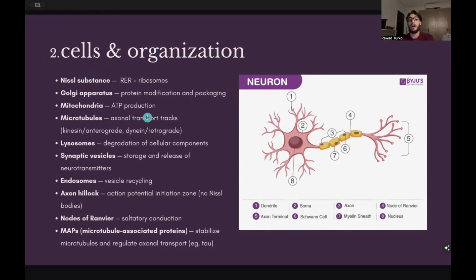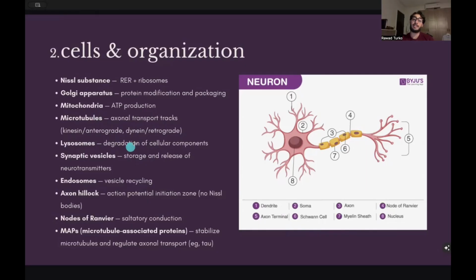Microtubules for axonal transport tracts. So you can either have anterograde or retrograde transport. So either things going down the axon terminal, which is called anterograde, or things coming back up towards the cell body, that's called retrograde. So kinesin is basically the protein that is responsible for anterograde transport, and dynein is for retrograde transport. This is pretty important to know for later on in some of your other blocks, inshallah. So just keep this in the back of your mind for your following blocks.